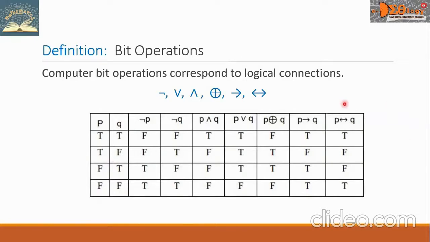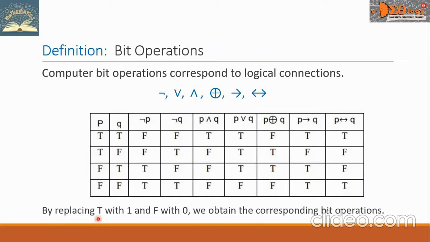The last one is the biconditional, P if and only if Q. This is only true if both truth values of the two propositions are the same, both true and both false. So T if and only if T is T. T if and only if F is F. F if and only if T is F. F if and only if F is T.